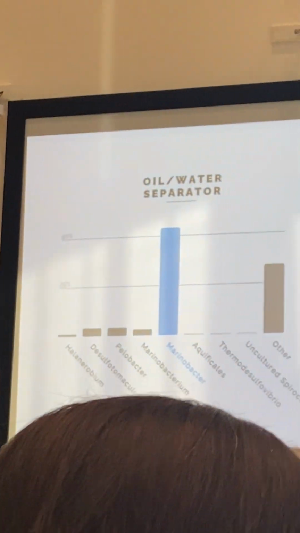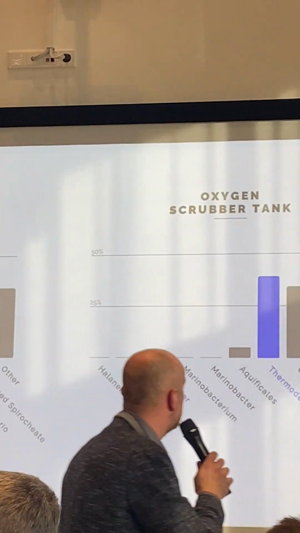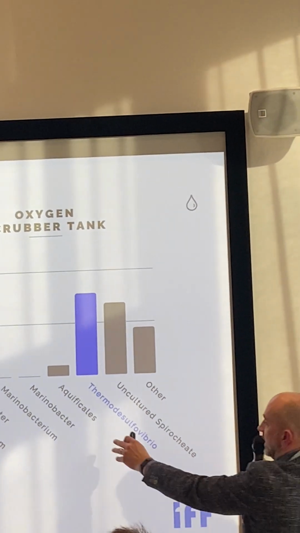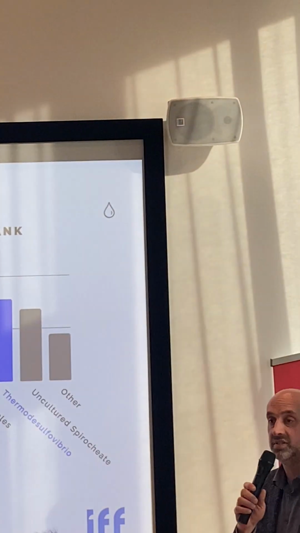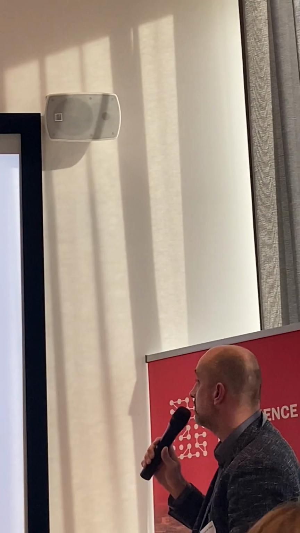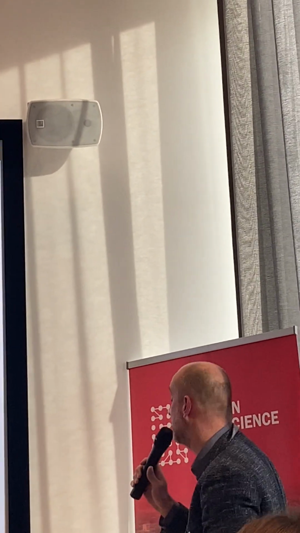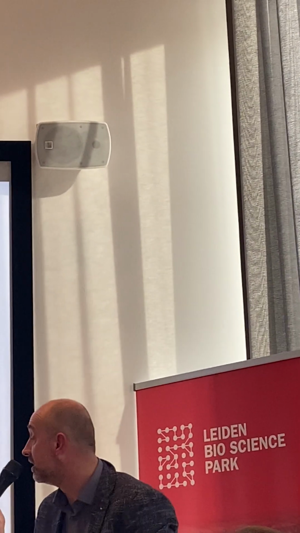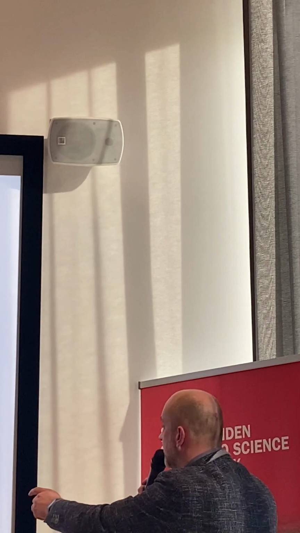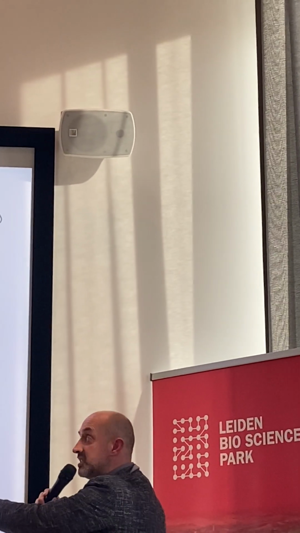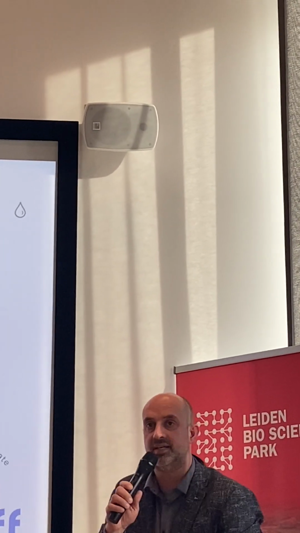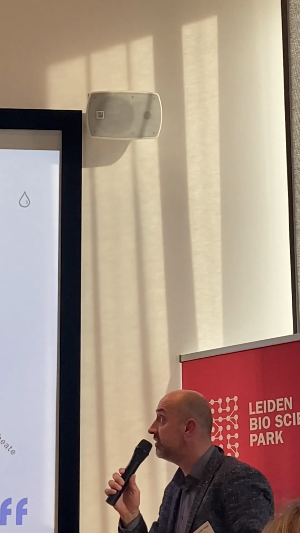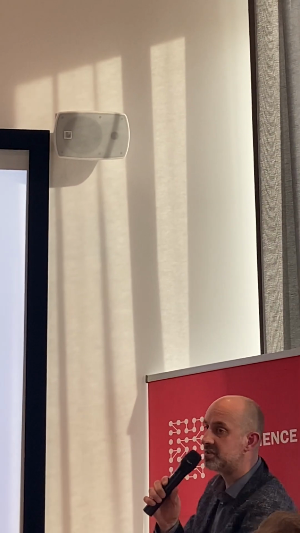But in the oxygen scrubber tank, now all of a sudden we see the rise of Thermodesulfovibrio, up to 40%, and Aquifex. Thermodesulfovibrio is actually a sulfate reducer, and sulfite is actually an activated form of sulfate. So what we have been doing is feeding these guys McDonald's, because they don't have to activate sulfate anymore. And what you can imagine is that they produce H2S, and the H2S is highly corrosive to the metal in that system. So the system behind this oxygen scrubber tank was severely more corroded than in the oil-water separator.